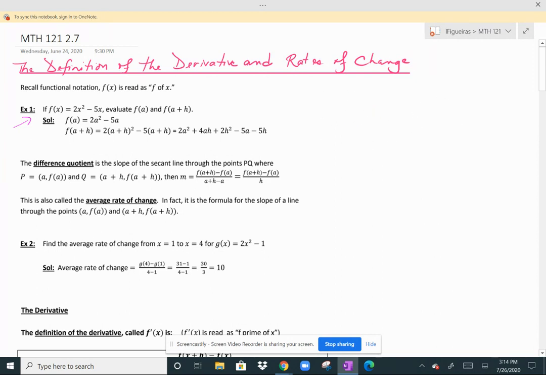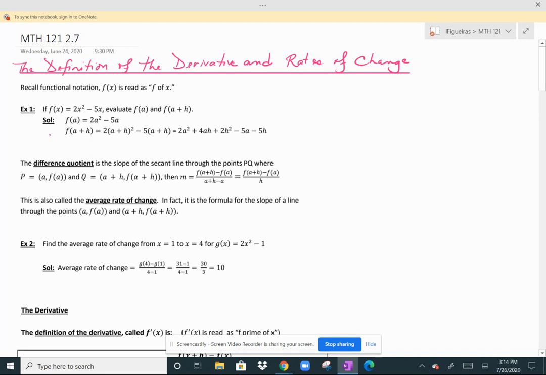So instead of substituting in numbers the way you've probably practiced many times, this time we're going to be substituting a variable and a sum of two variables. So f of a is very straightforward. You just replace all of your x's with a. So f of a is 2a squared minus 5a. Can't do anything else with that because 2a squared and 5a are not like terms.